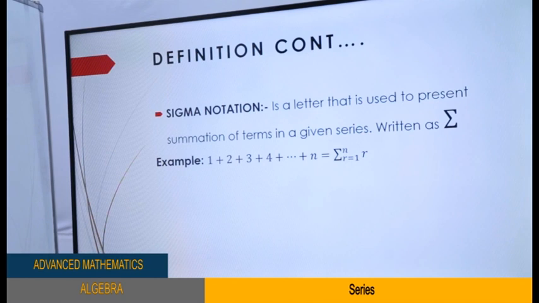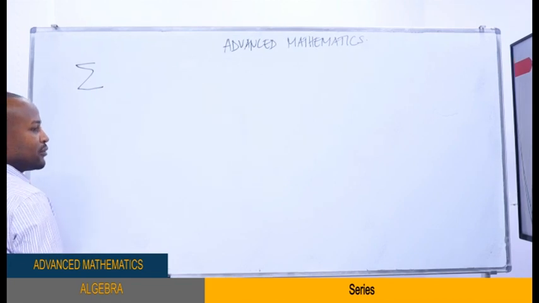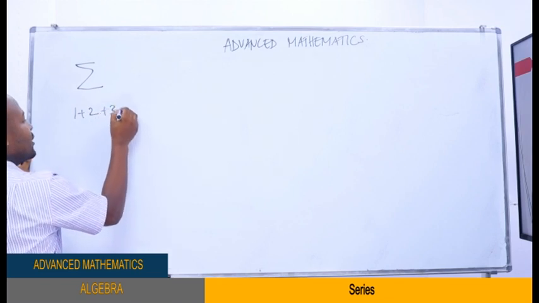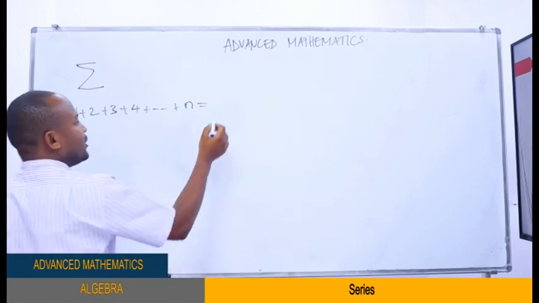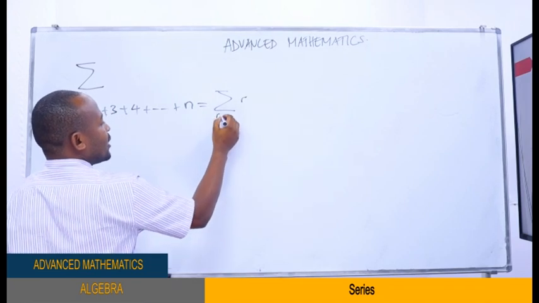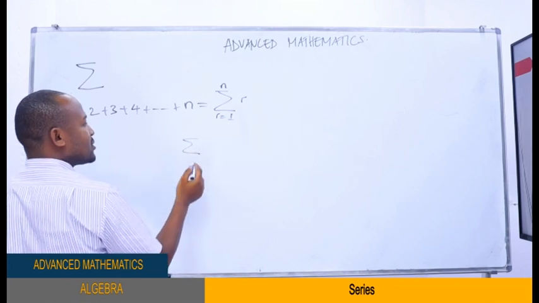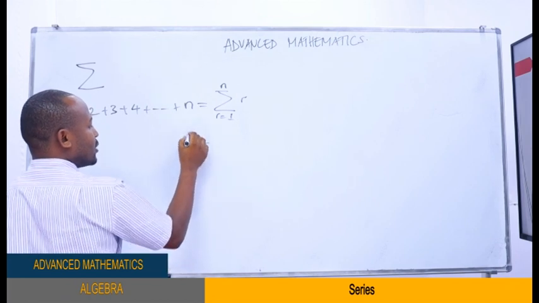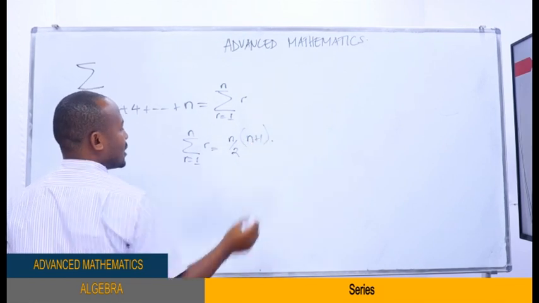Now, sigma notation, as we saw, is written like that. And we will use the following formulas as we go on. For example, we have a series like 1 plus 2 plus 3 plus 4 plus down to n. Then its summation is written as the summation of r when r is equal to 1 to n. The formula used to find that is the summation of r from r equals 1 to n is equal to n over 2 times (n plus 1).